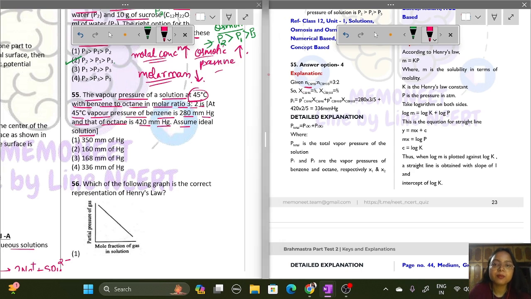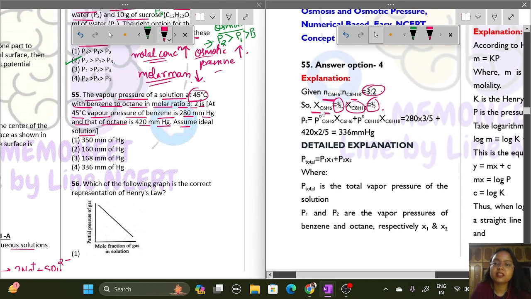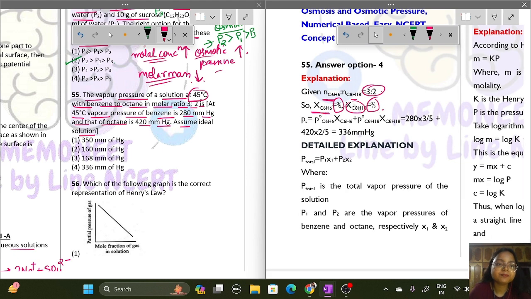So the number of moles of benzene to the number of moles of octane is 3:2. What will be the mole fraction? It will be 3/5 for benzene and the mole fraction of octane will be 2/5. Now, what will be the vapor pressure? The vapor pressure is P naught of benzene into mole fraction of benzene plus P naught of octane into mole fraction of octane. By this formula we can find the vapor pressure of the solution.